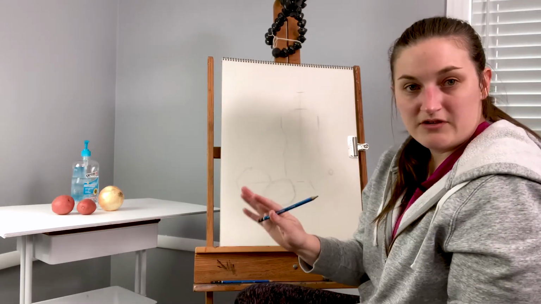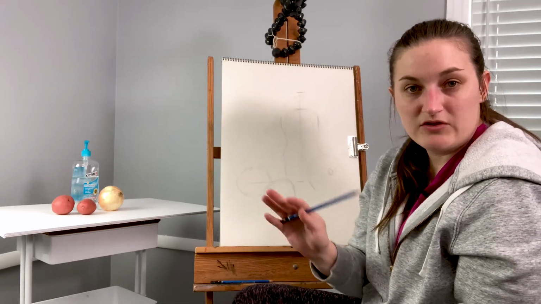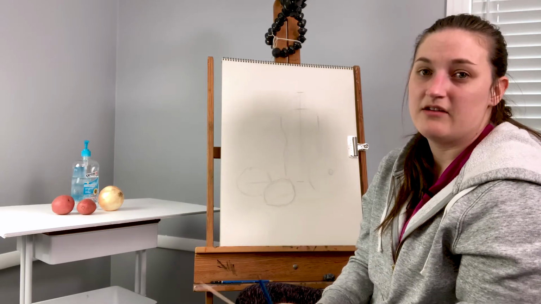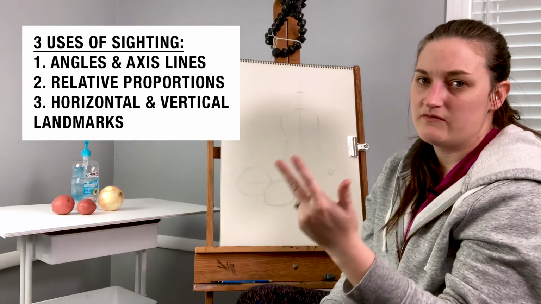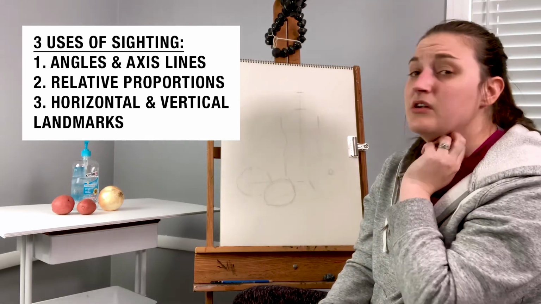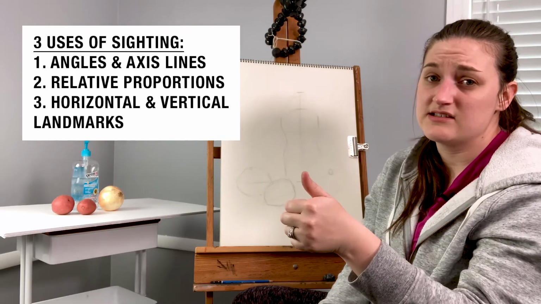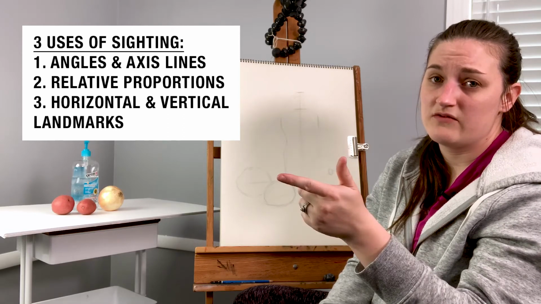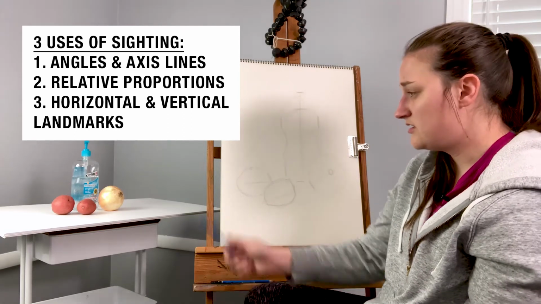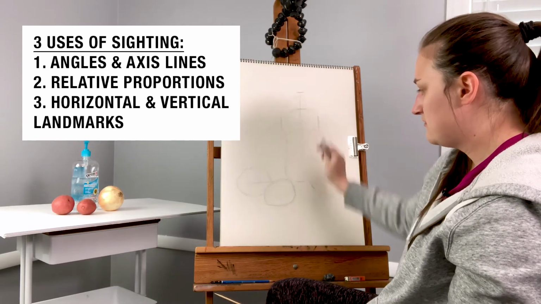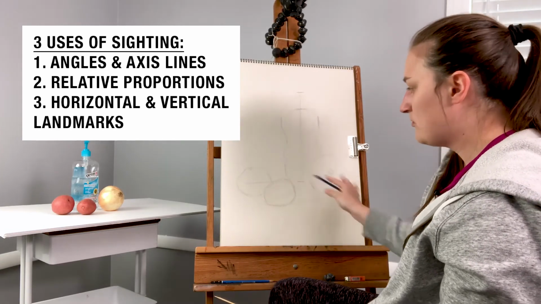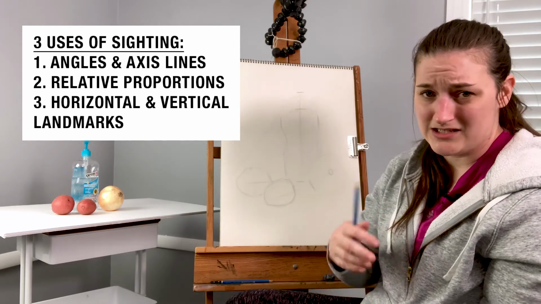I'm also alternating between all of the different uses of citing. Again, remember, angles and axis lines, relative proportion, and horizontal and vertical points of alignment. Right now I'm kind of alternating between angles and axis lines and horizontal and vertical points of alignment. I just did a ton of relative proportions here. That's how I did all of these. When I did these measurements and I moved them around, that's relative proportions. I did a ton of that.